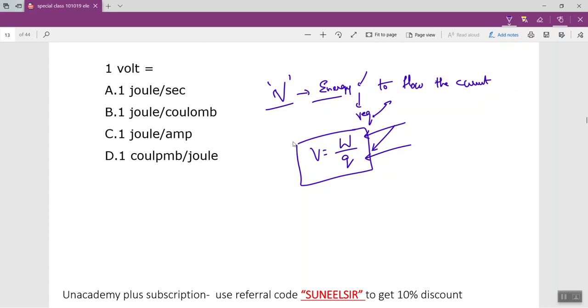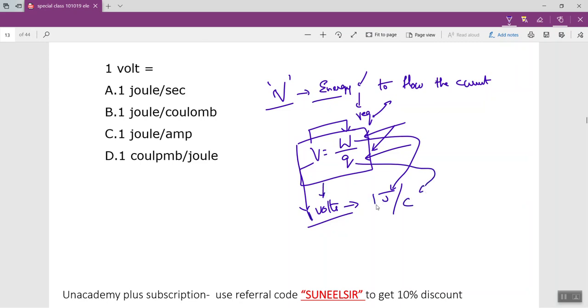So voltage V is equal to W by Q. The voltage unit is volts. Here W, work, has units of joules, and charge has units of coulombs. So joule per coulomb. So we can say 1 volt is equal to 1 joule per 1 coulomb. So option B is the correct one.